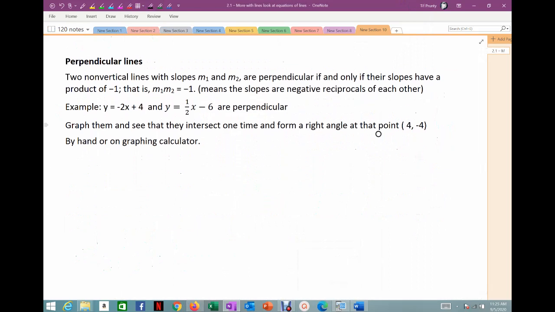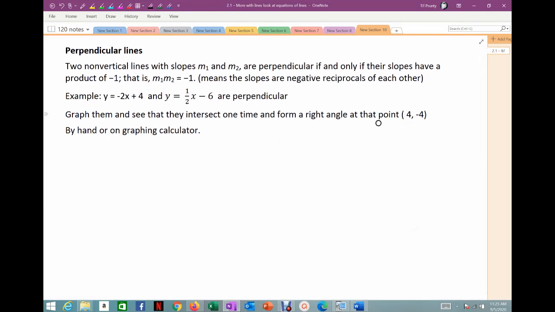Perpendicular lines are the other type of line we're going to look at. So again, 2 non-vertical lines. So they have slope, right? Verticals don't have slope, so we can't talk about them in terms of slope. So we have slope 1 and slope 2. They're perpendicular if and only if, so that's strict, the slopes make a product of -1. Meaning if I multiply my 2 slopes, they multiply to -1. And what that means in mathematical terms is the slopes are negative reciprocals of each other.